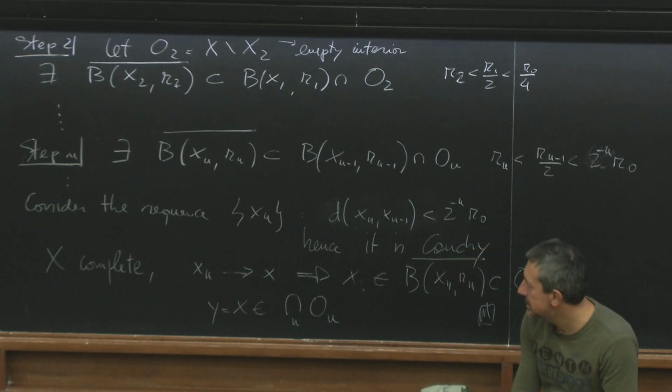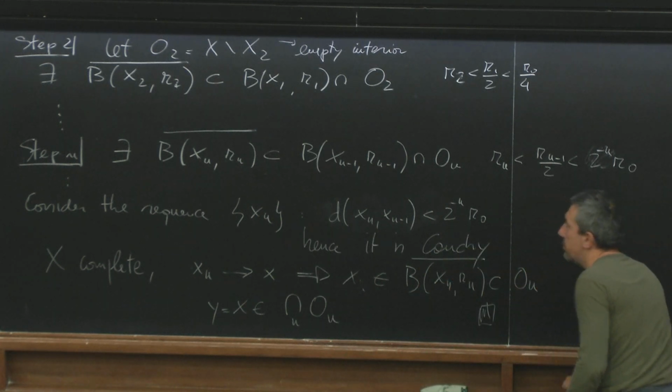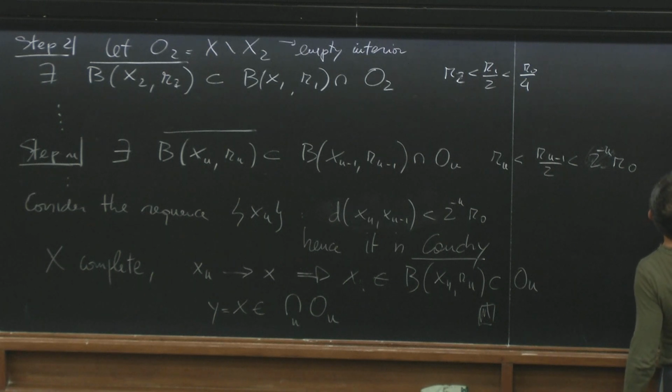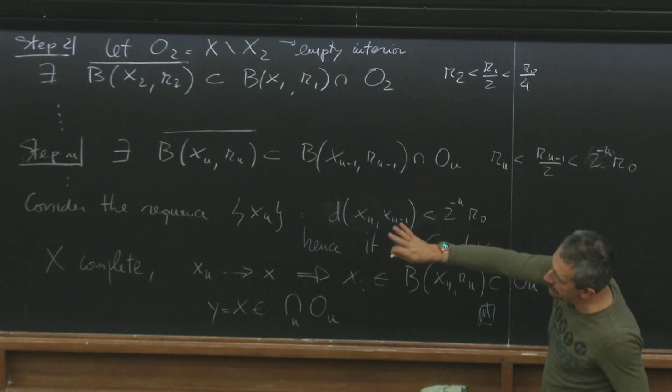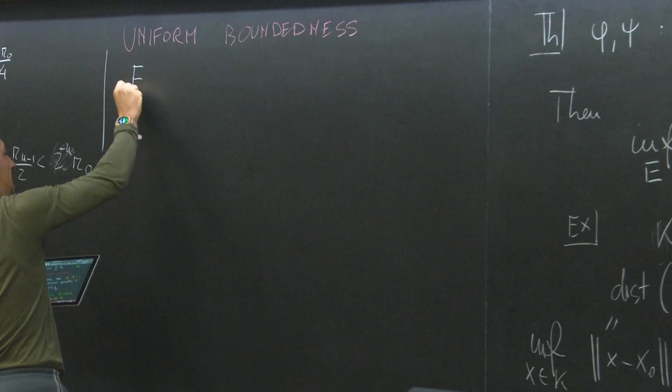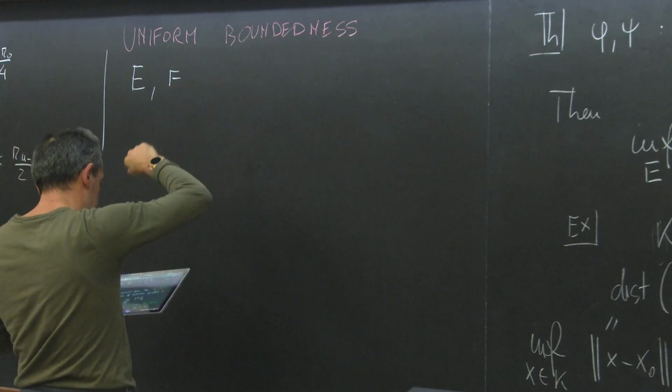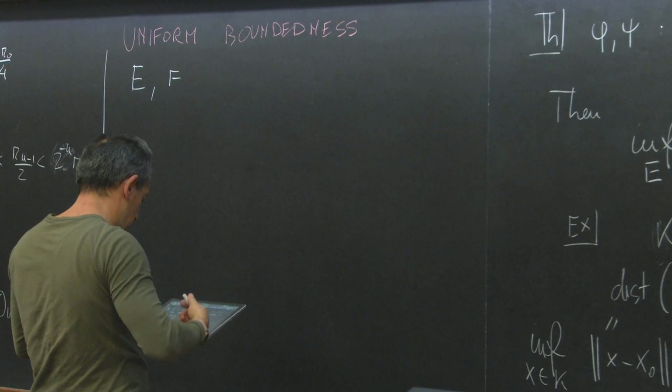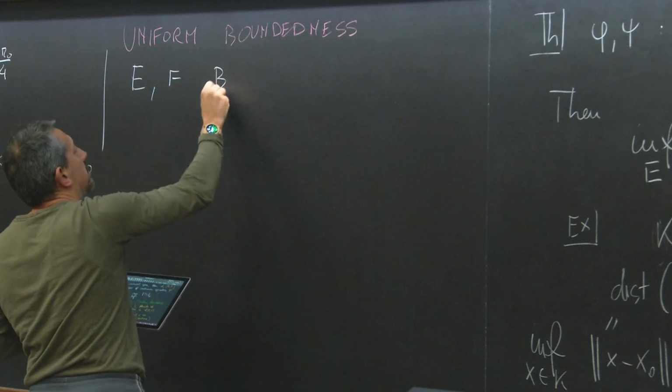So, now with this theorem, we start with uniform boundedness. Okay. Since I'm using Baire category, the spaces need to be vector spaces, normed spaces, complete. So E and F are Banach spaces.